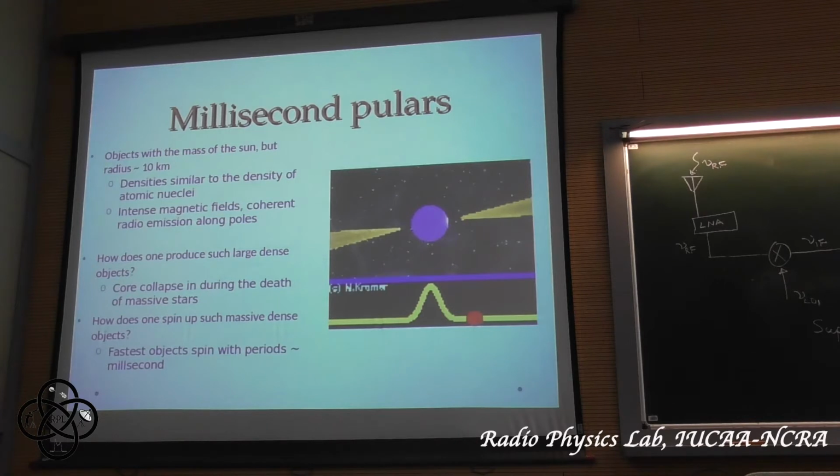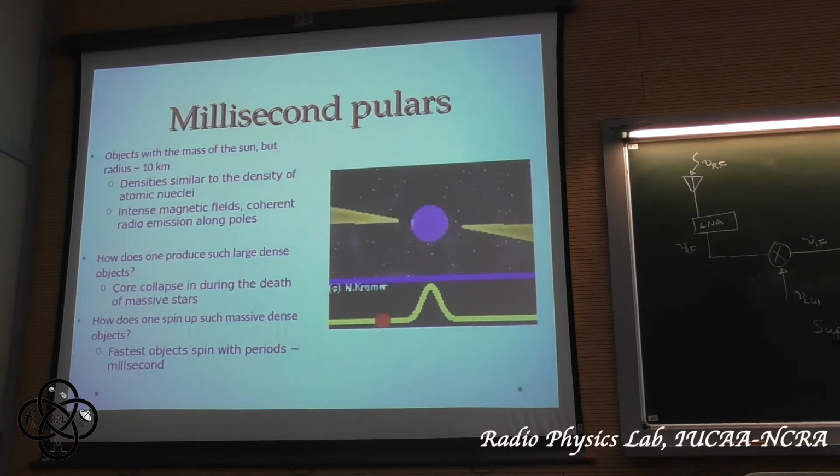Right? Coherent means like a laser, that all the particles which are emitting are emitting in phase, and that makes it very, very bright. And so a key question that you could ask is how do you produce such a dense object, right? An object which has got the mass of the sun, but its size is about the size of the city of Pune, right? You have such a small object, but it has got the mass of the sun.